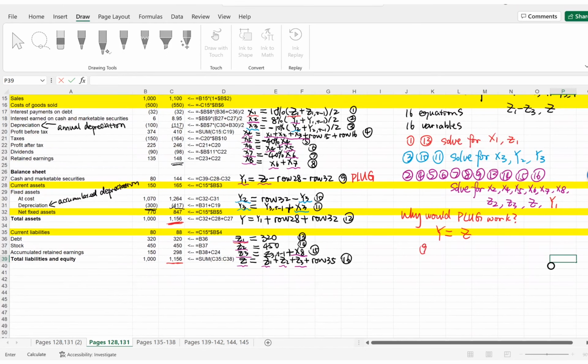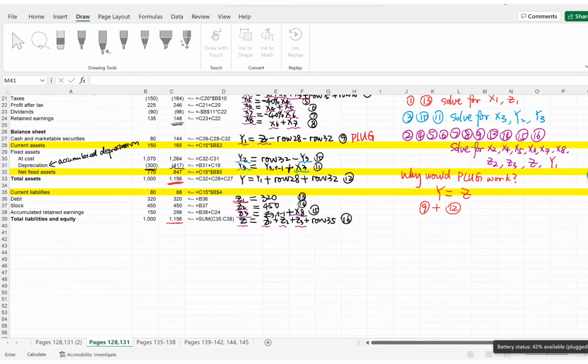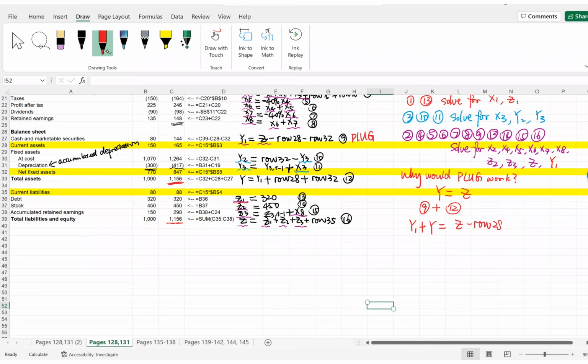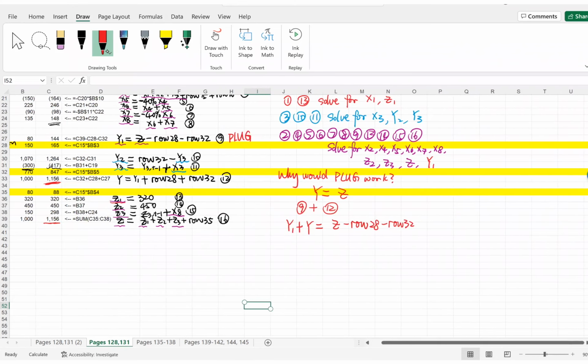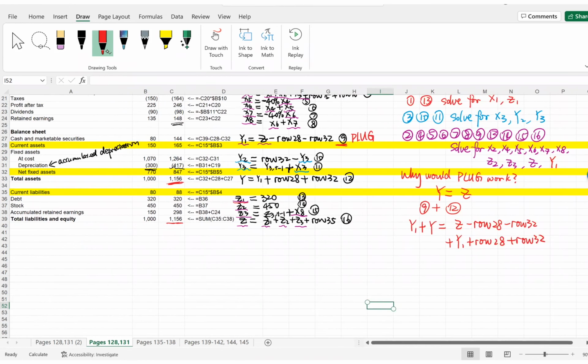Now, if you take equation 9 plus equation 12, add these two equations together, the left-hand side will be y1 plus y. And the right-hand side will be z minus row 28 minus row 22 plus y1 plus row 28 plus row 32. Then you're going to see that row 28 cancels, row 32 cancels, and it leaves z plus y1 equals y plus y1. And y1 cancels, so finally we have y equals z.